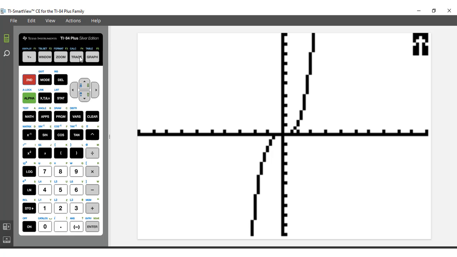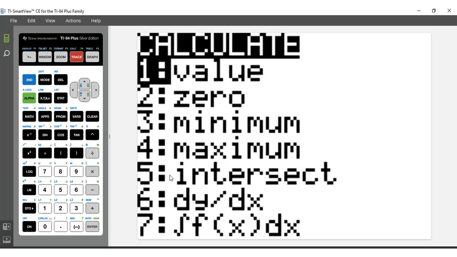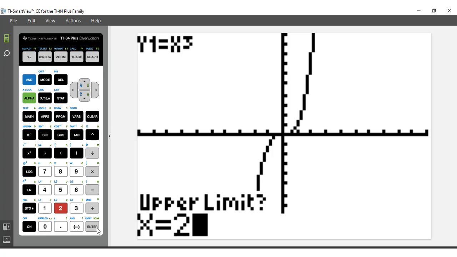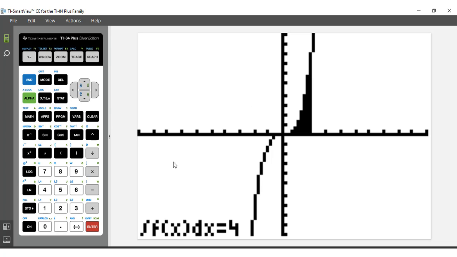Then you go to second trace. Go to number 6. It's a derivative. Number 7 is an integral. So you click 7. They ask you for the lower limit, that's 0. Enter. Upper limit is 2. Enter. You could say they give you the same value, that's 4. You also can see the area under the curve is shaded.